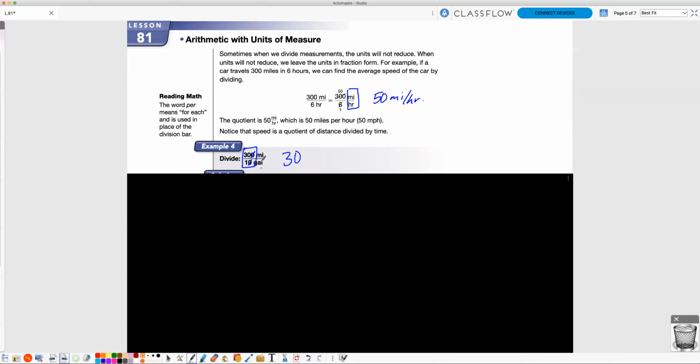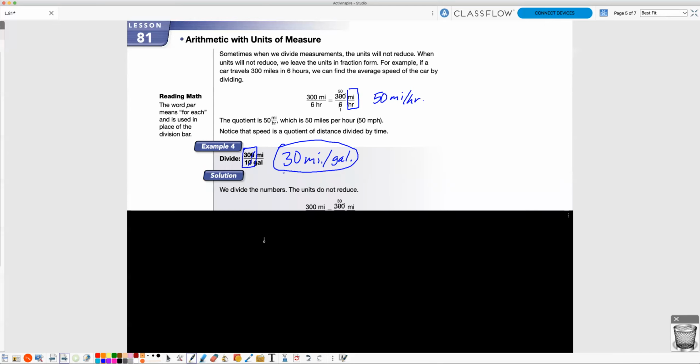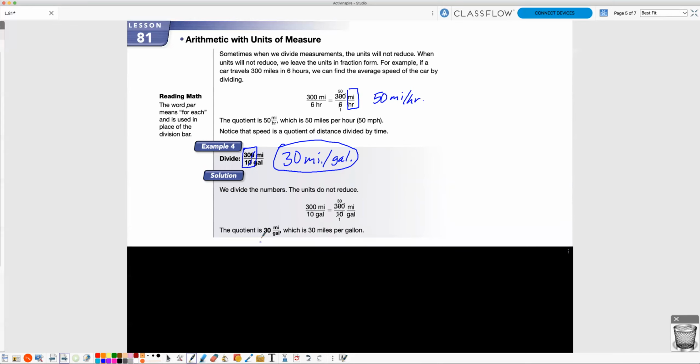And it looks like miles and gallons are two differing things. So this would be miles per gallon. So for every gallon you have, you're going 30 miles. That's what the answer to this one would be. All you have to do is divide the numbers and then the units will not reduce. So the quotient is going to be miles per gallon, 30 miles per gallon. So the word per means for each and is used in place of the division bar in this case.